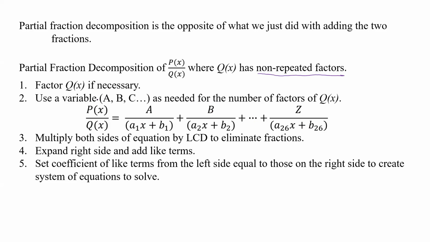And then we're going to take that whole equation, multiply both sides by the least common denominator, and that's going to get rid of all the fractions. Then we're going to multiply everything out on the right side. Because we're going to have, you know, an a times some a2x plus b2, and a b times a1x plus b1, and we're going to multiply all that out. And then we're going to set the coefficients of like terms on the left side equal to the coefficients on the right side. So if we have x squared on the left, whatever its coefficient is, we'll look for all the x squareds on the right and set those coefficients equal. And you'll see what I'm talking about here in a little bit.